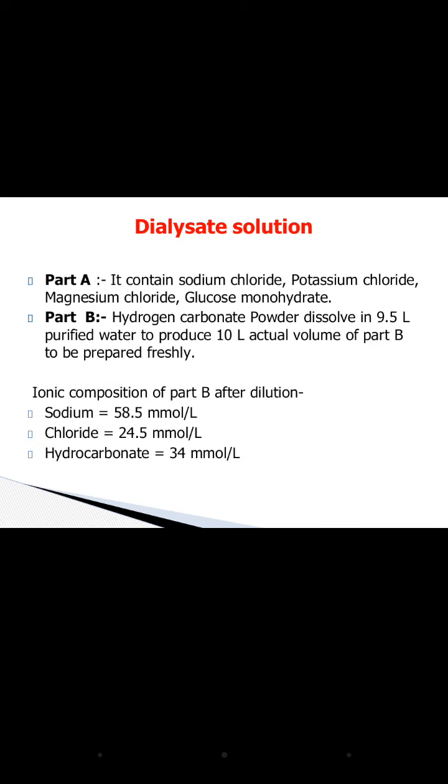Now we discuss the dialysate solution. There are two parts of the dialysate solution, part A and part B. In part A, we put the sodium chloride, potassium chloride, magnesium chloride, and the glucose monohydrate. In part B, there is a hydrogen carbonate powder, and it is dissolved in the water. And in part B, there is sodium chloride and the hydrogen carbonate.